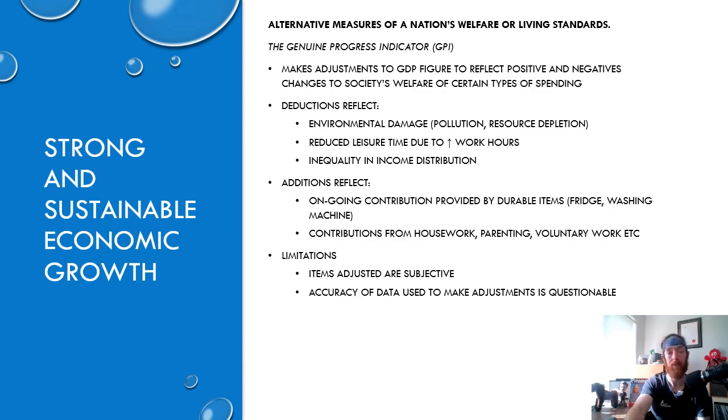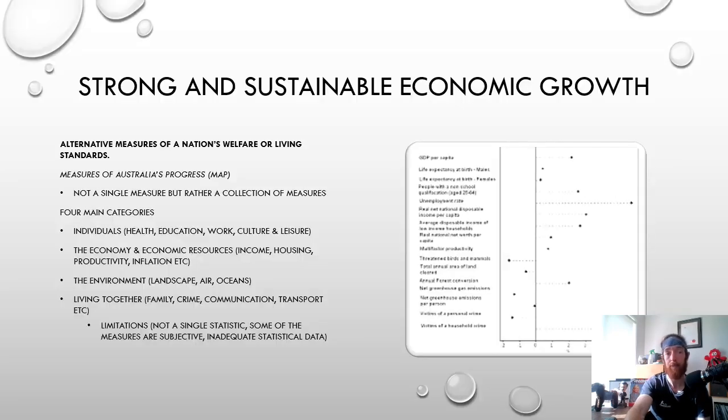The next alternative measure is the Measure of Australia's Progress, which is shortened to the MAP. It's not a single measure, but rather a collection of measures, and it has four main categories. So there's individuals, which looks at our health, education, work, culture, and leisure. It looks at the economy and economic resources, so income, housing, productivity, inflation. The environment, landscape, air, and oceans, and living together. So it looks at family, crime rates, communication changes, transport, etc.